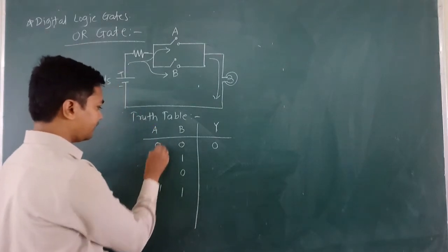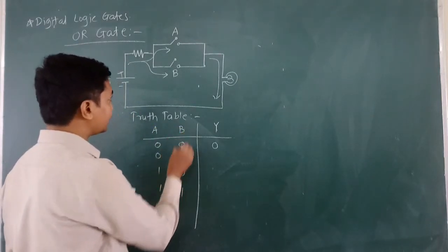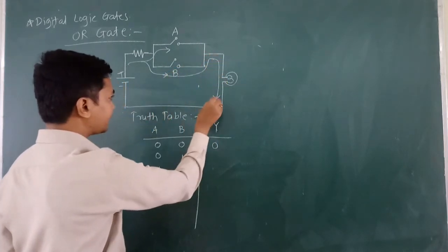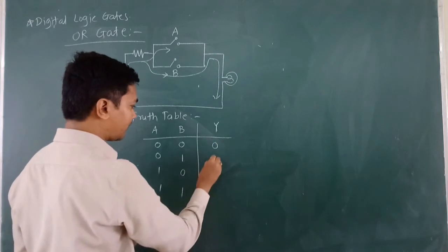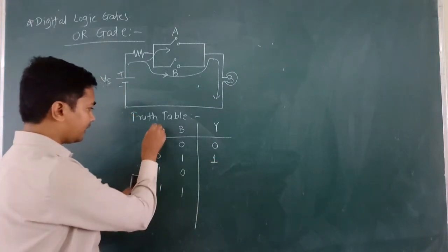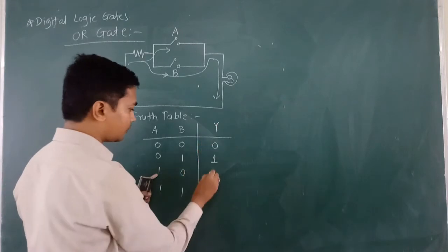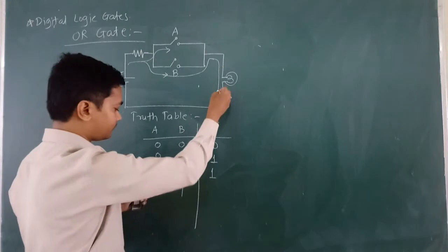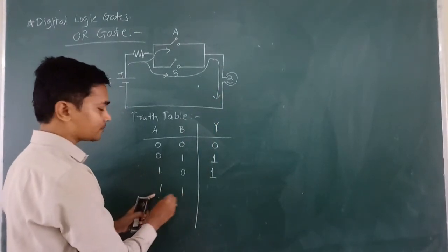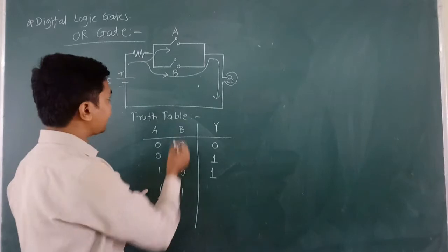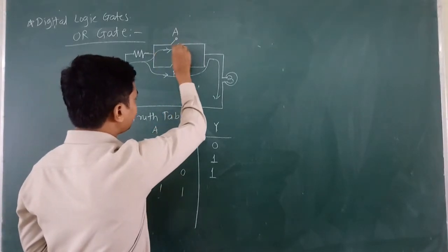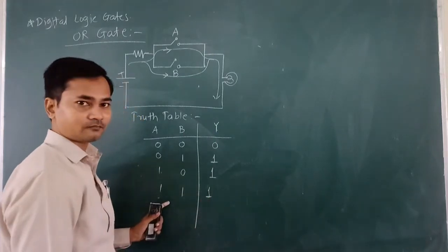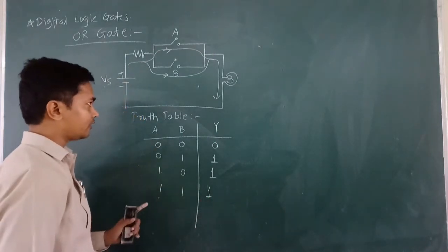Now if A is not pressed but B is pressed, the current can flow through the B switch and the circuit will complete. So the bulb will glow and output Y will become 1. Similarly, if A is pressed but B is not pressed, output Y will become 1 because the current has a path to flow through the bulb. Now if A and B both are pressed, it does not matter, the current can flow through both switches and the bulb will glow. So this is the truth table of the OR gate.